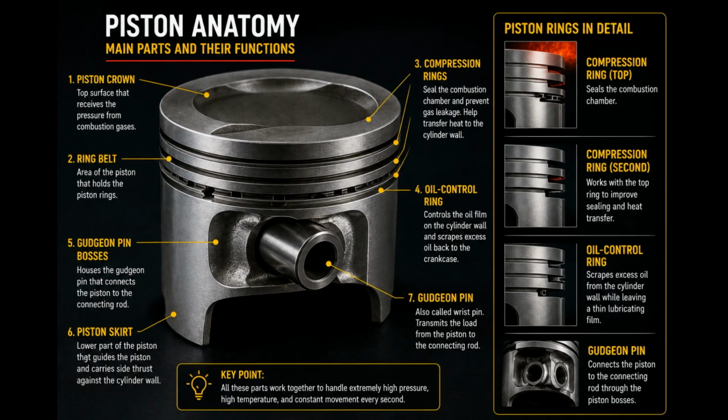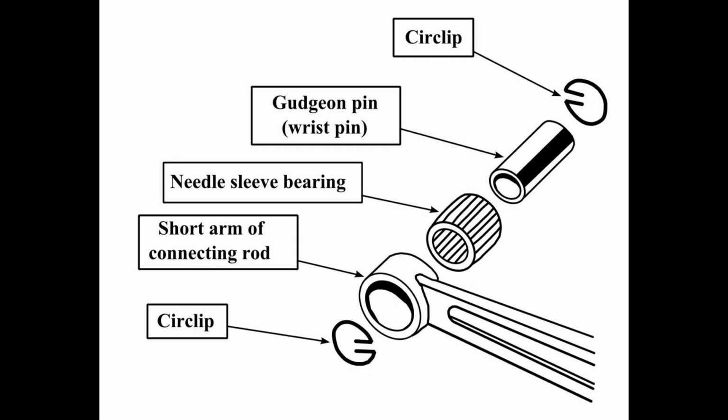And finally, let's go to the gudgeon pin. The gudgeon pin connects the piston and the connecting rod. It transfers the combustion load from the piston into the connecting rod. There are two main arrangements: semi-floating and fully floating gudgeon pins. A fully floating gudgeon pin can rotate in both piston and connecting rod and is normally held in position by circlips. Those small circlips are important because they prevent the gudgeon pin from moving sideways and contacting the cylinder wall.